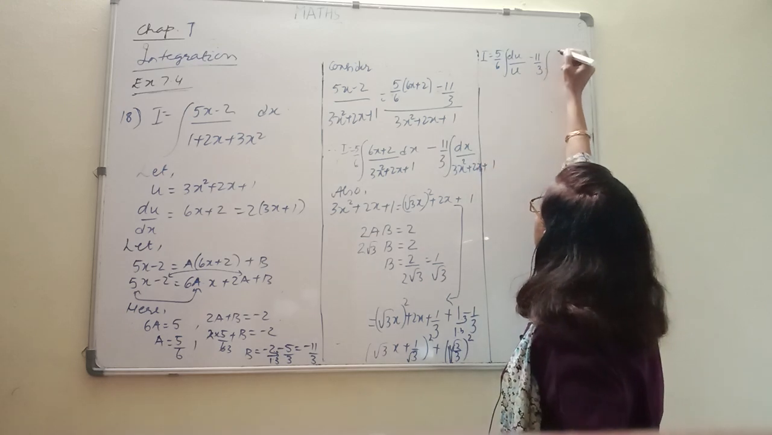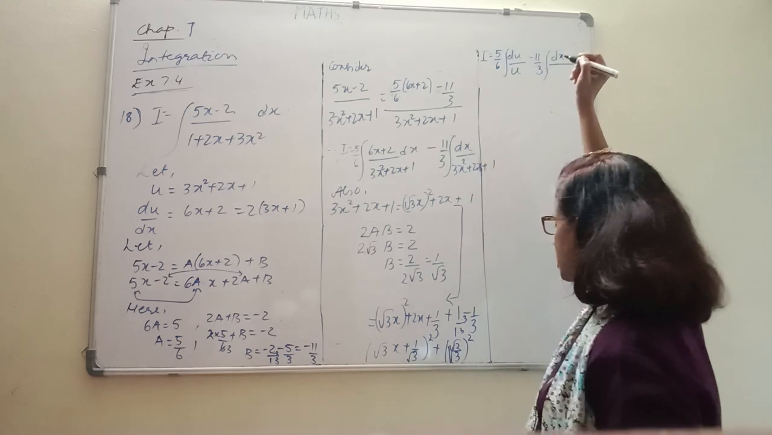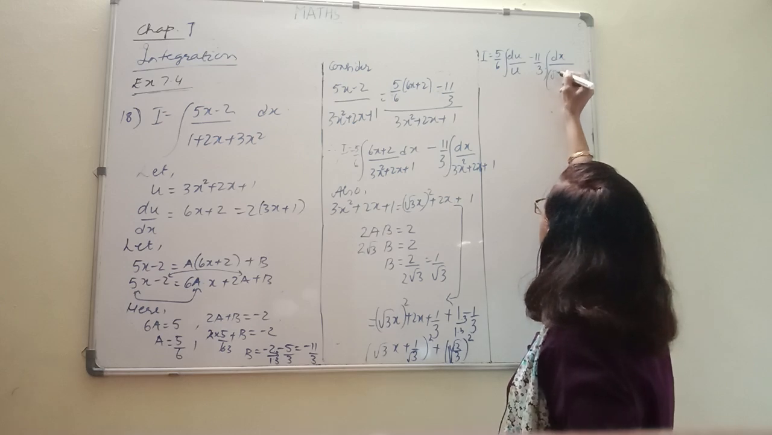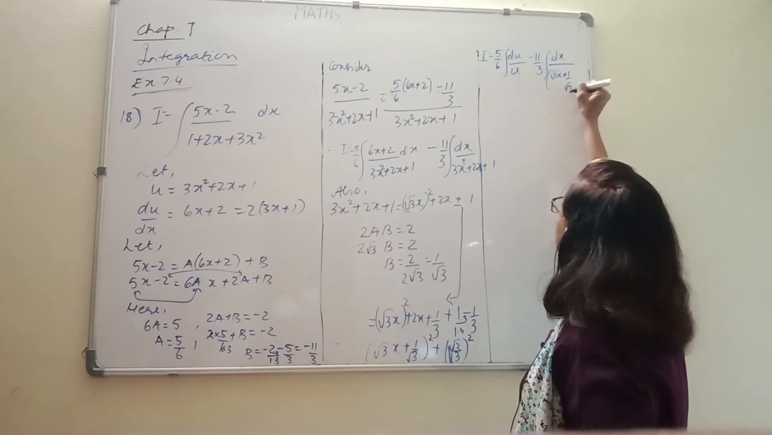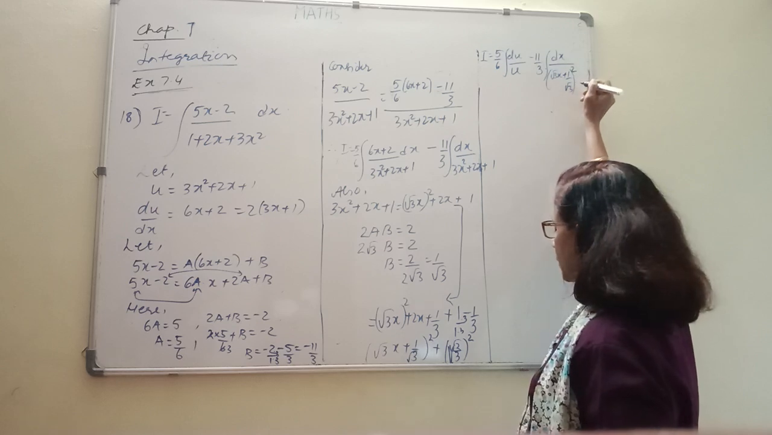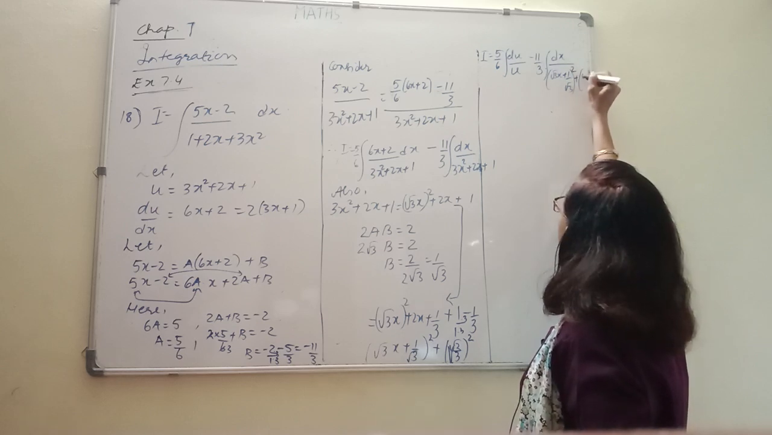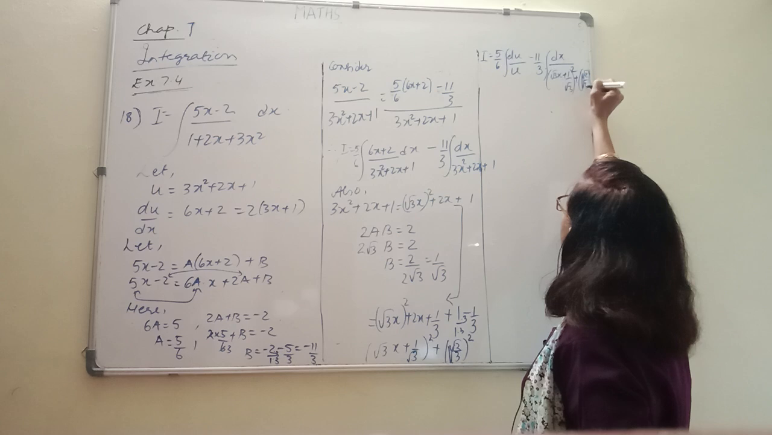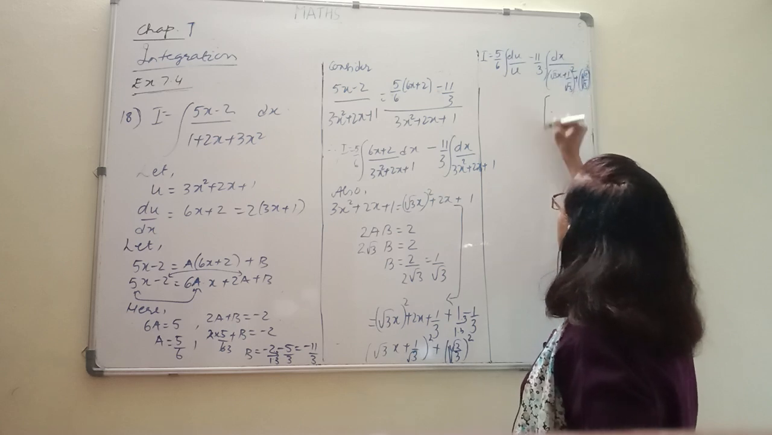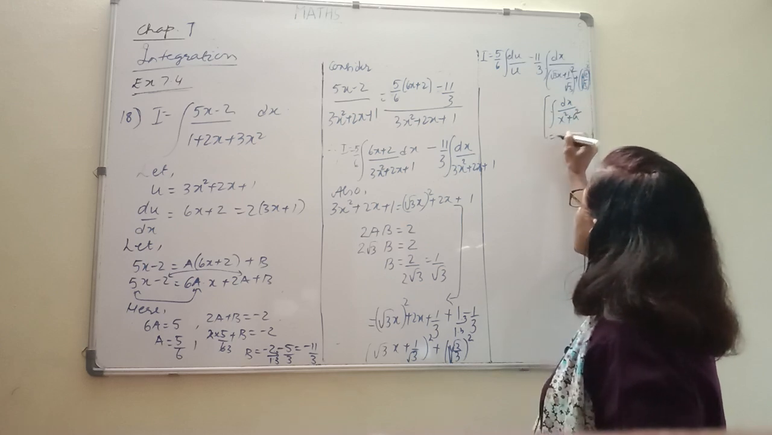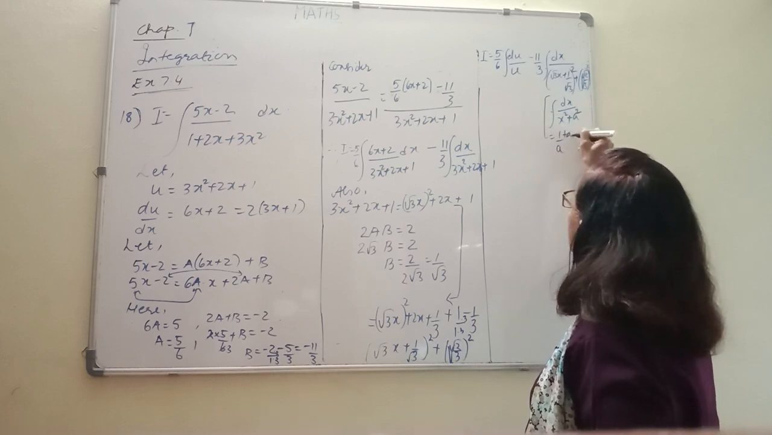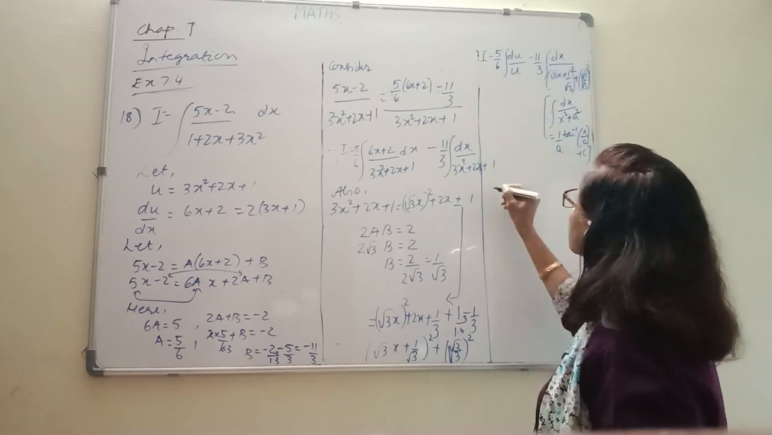So here it is dx over, we have completed squares, which is making it root 3x plus 1 over root 3 whole squared plus root 2 over 3 the whole squared. Now this is of the type integral dx over x squared plus a squared. So that is 1 over a tan inverse of x over a plus c. So let's get back to all this.